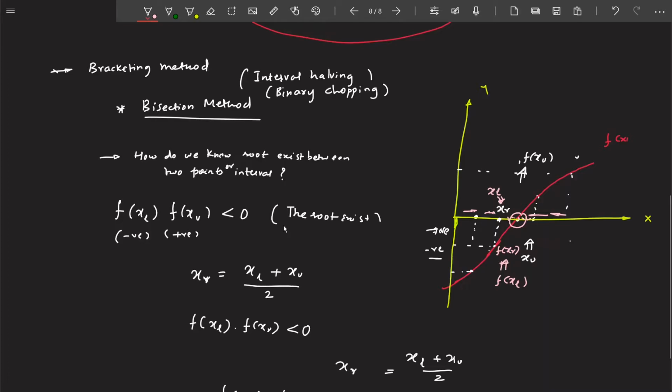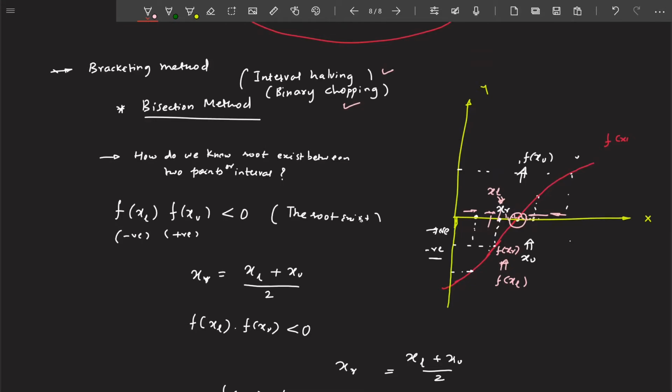That is why it has the name of interval halving. So what you do is you are just reducing the interval, also known as binary chopping. So you are chopping. Okay. So basically, if you imagine, what you are doing is you are chopping, and you are coming close to the real root. So this is actually the bisection method.